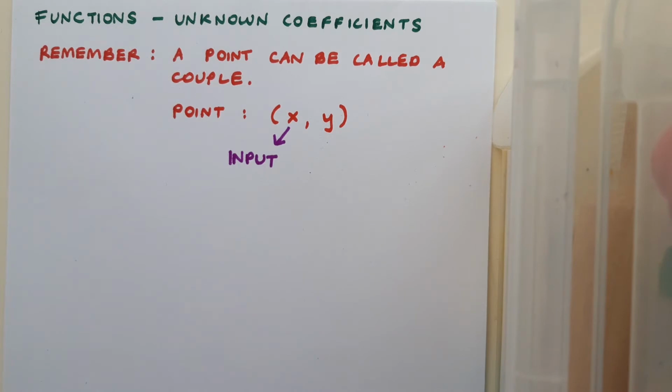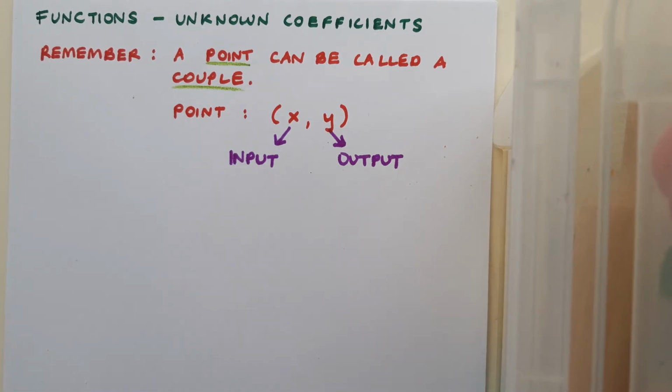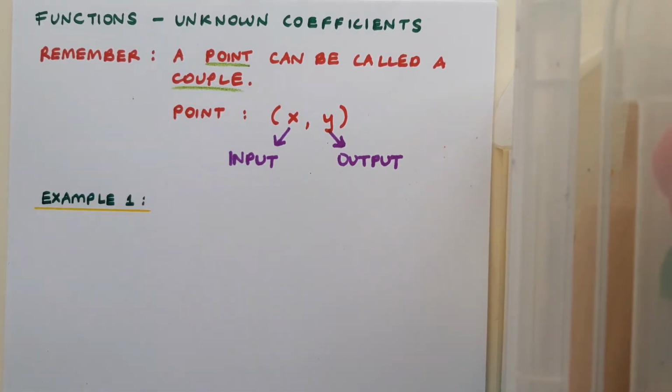The x value always comes first in the point, and it's the input. The y value always comes last in the point, and it's the output. Remember, the words point and couple can be used interchangeably. They both mean the same thing. So here's our first example.